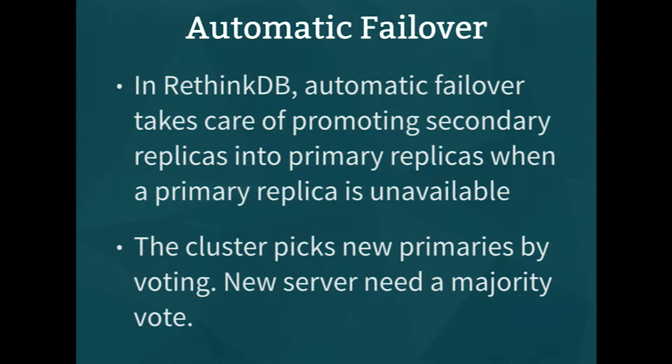So the cluster picks new primaries by voting. This goes a little bit into what Raft is and how it works. Whenever you lose a primary replica, the cluster votes for a new primary replica, and that's kind of how the system works.